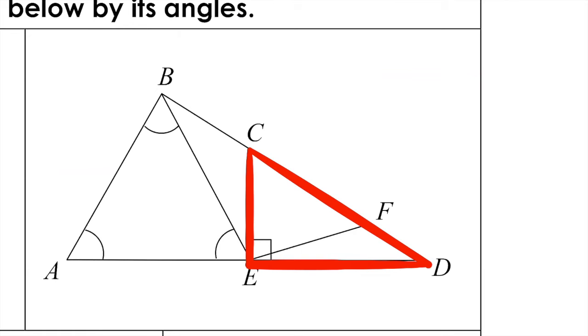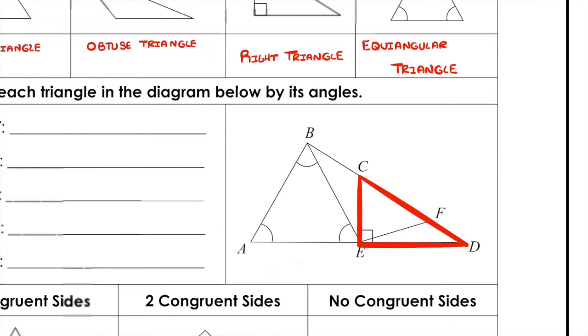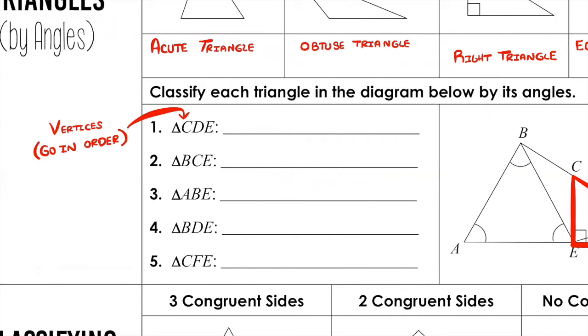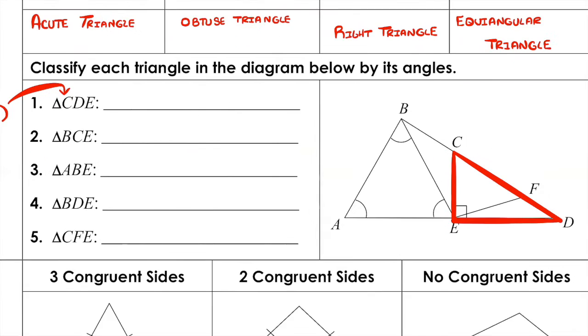Classifying by angles, what type of triangle is it? It's a right triangle.